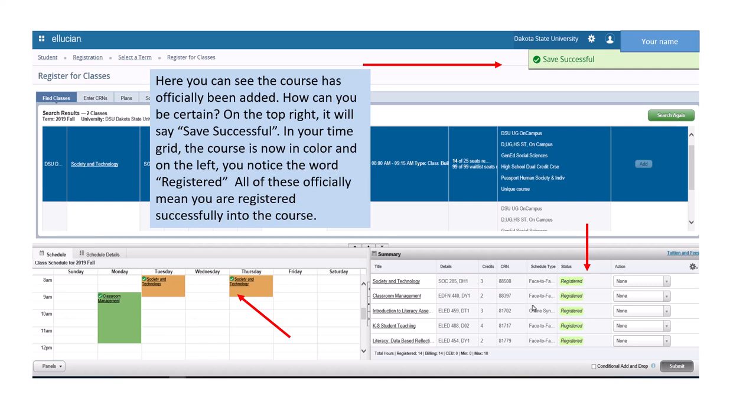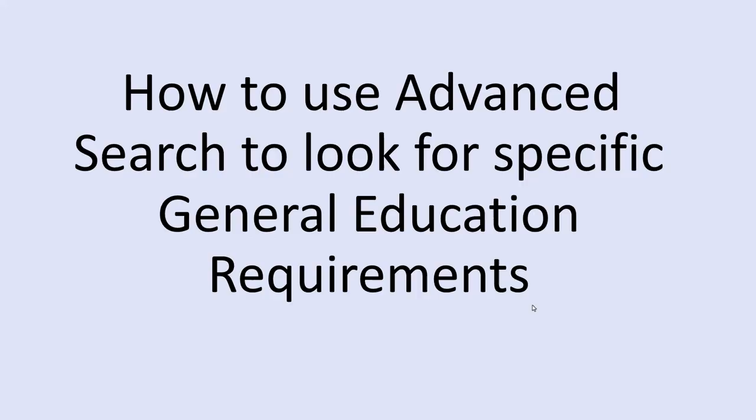Here you can see that the course has been officially added. How can you be certain? On the top right, it will say Save Successful, and in your time grid, the course is now in color, and on the left, you will notice the word Registered. All of these officially mean you are registered successfully into the course.